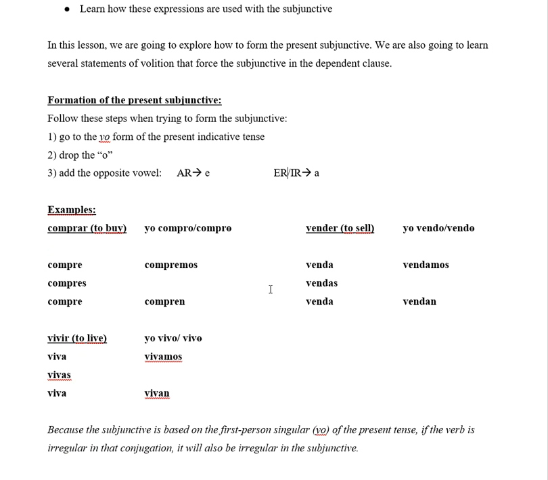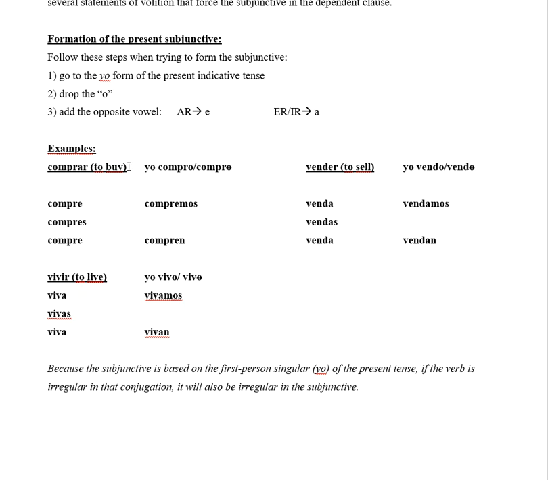Let's look at some examples. Comprar means to buy. The yo form is compro. You drop the o, and then you add the opposite vowel. It's an AR verb, so you're going to use e's. So yo compre, tú compres, él compre, nosotros compremos, ellos compren. Vender, meaning to sell. Yo vendo, we drop the o, then we add the opposite vowel. Yo venda, tú vendas, él venda, nosotros vendamos, ellos vendan. Vivir, meaning to live. Yo vivo, we drop the o, and then we add the opposite vowel. Yo viva, tú vivas, él viva, nosotros vivamos, ellos vivan.